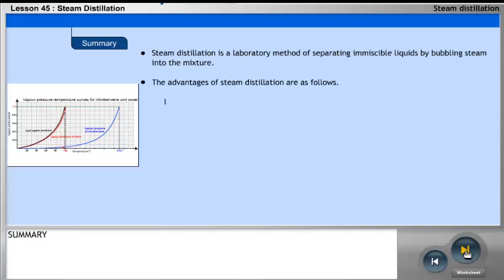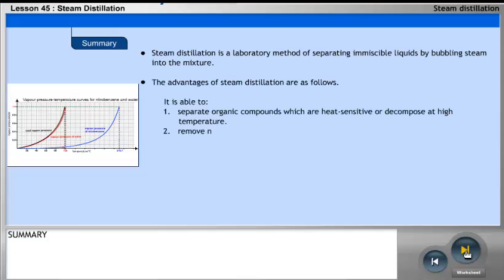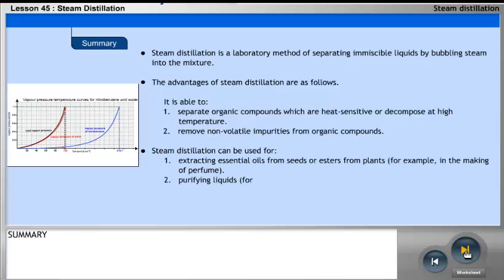Summary. Steam distillation is a laboratory method of separating immiscible liquids by bubbling steam into the mixture. The advantages of steam distillation are as follows. It is able to: 1. Separate organic compounds which are heat sensitive or decompose at high temperature. 2. Remove non-volatile impurities from organic compounds.